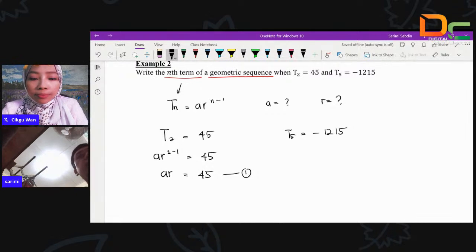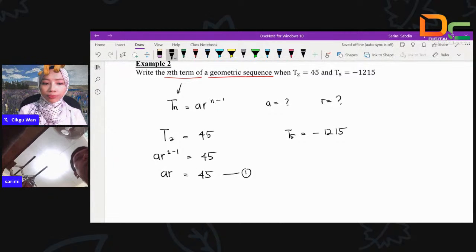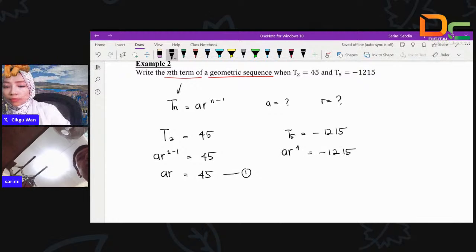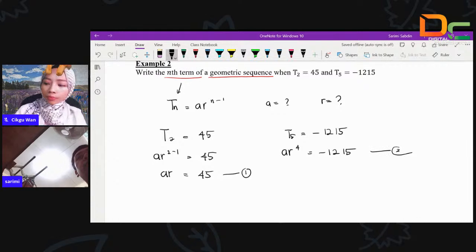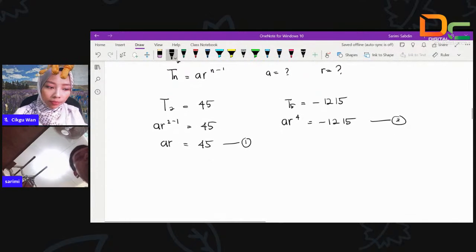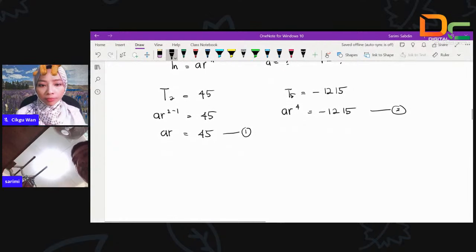From the fifth term, we can also use the formula Tn. So T5 is A R to the power of n minus 1, so 5 minus 1 is 4, equals negative 1215. So now we have two equations, and we can solve these two equations simultaneously to find A and R.